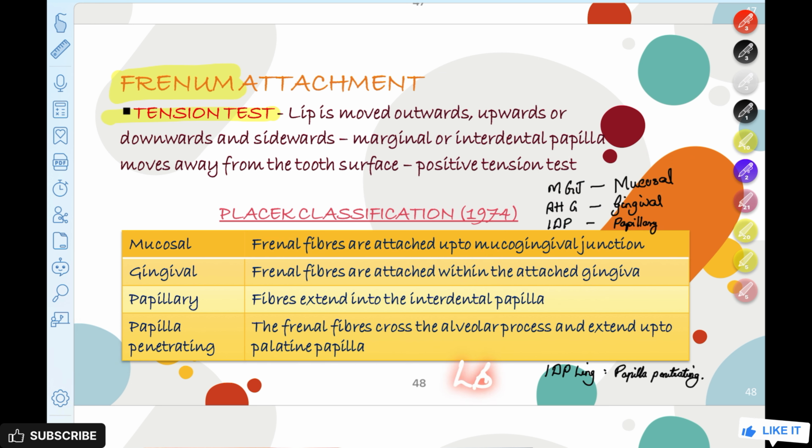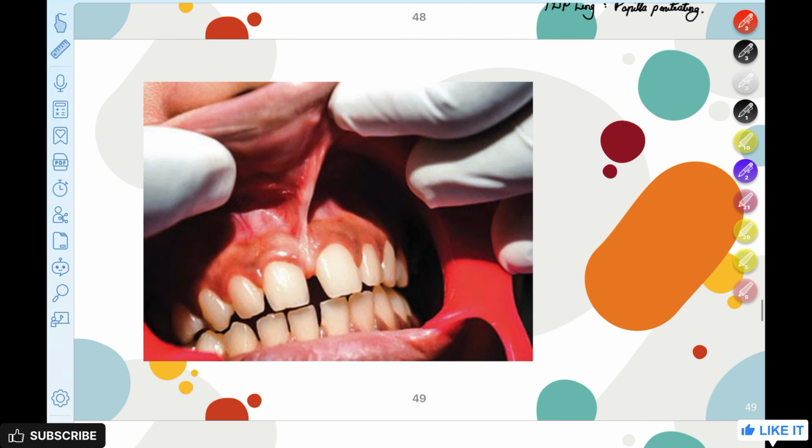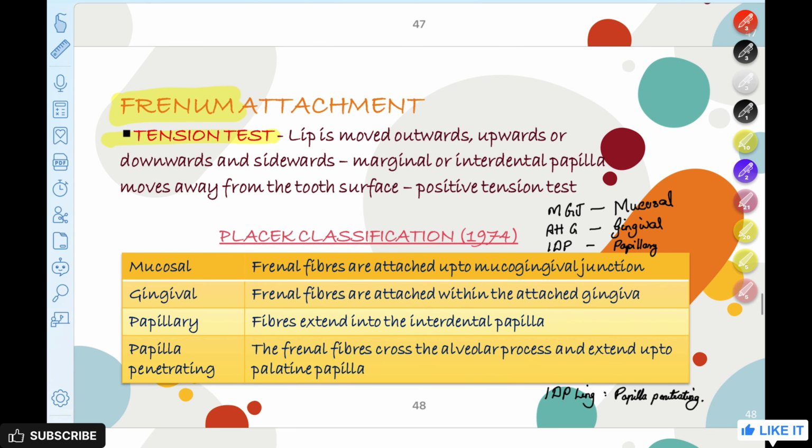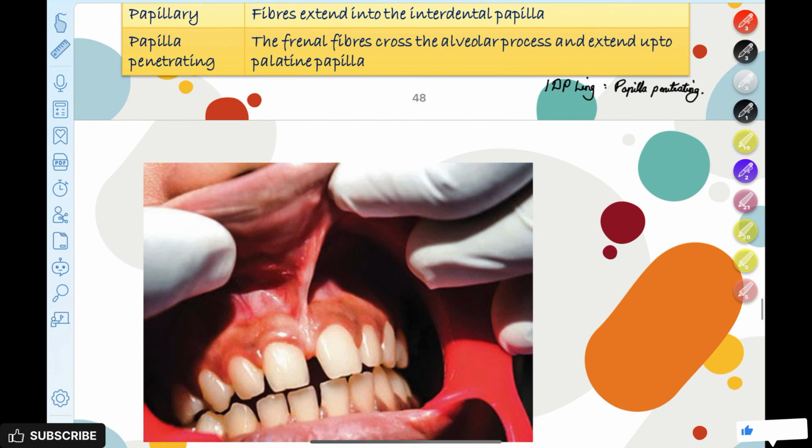Imagine this is the labial direction of the papilla and this is the lingual direction of the papilla. So it extends from the labial to the lingual direction. So mucosal frenal fibers attach to the mucogingival junction, then the attached gingiva, then the interdental papilla. You just have to remember this: mucogingival junction, attached gingiva and interdental papilla. The names are accordingly mucosal, gingival and papillary. And papilla penetrating crosses the alveolar process and extends up to the palatine papilla. As you can see here, this is the tension test for the frenum attachment.